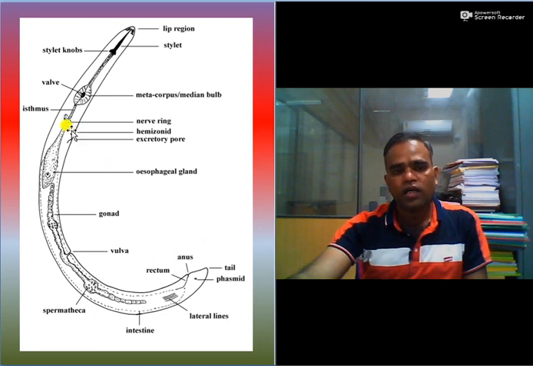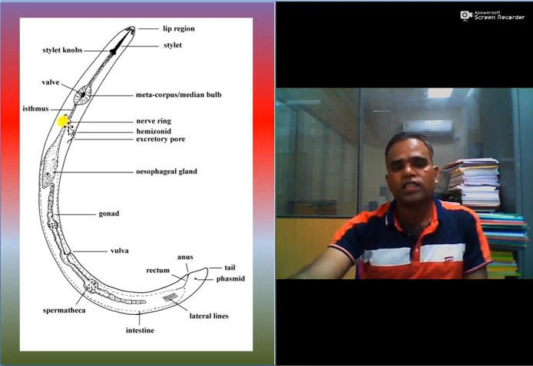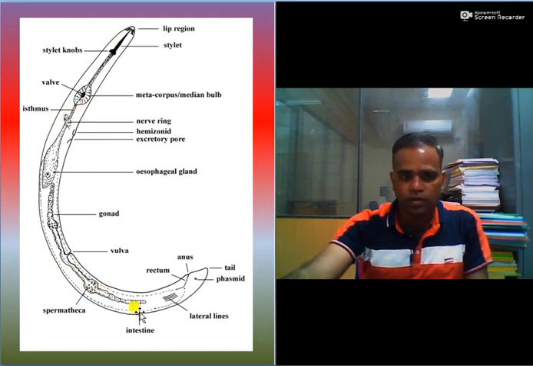Then the second system is the nervous system, which is present as a comma shape or circular shape around the esophagus, and that is why it is called the circumesophageal nerve ring or circumpharyngeal nerve ring, because esophagus and pharynx are the two common words we use for this organ. And this acts as a central nervous system because a number of longitudinal nerves pass throughout the body part of the nematode.